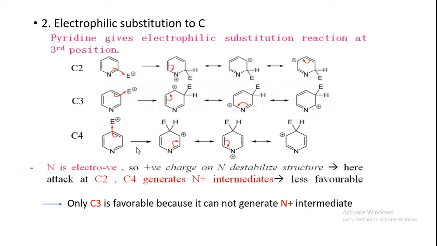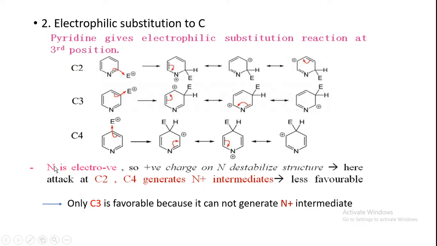So next we will see electrophilic substitution to carbon. Here you remember, at the third position mainly, so numbering we know 1, 2, 3, at the third position mainly the electrophilic substitution is favored. The possibilities are there, for example the 2 position, third carbon or fourth carbon, but the favored position is C3.